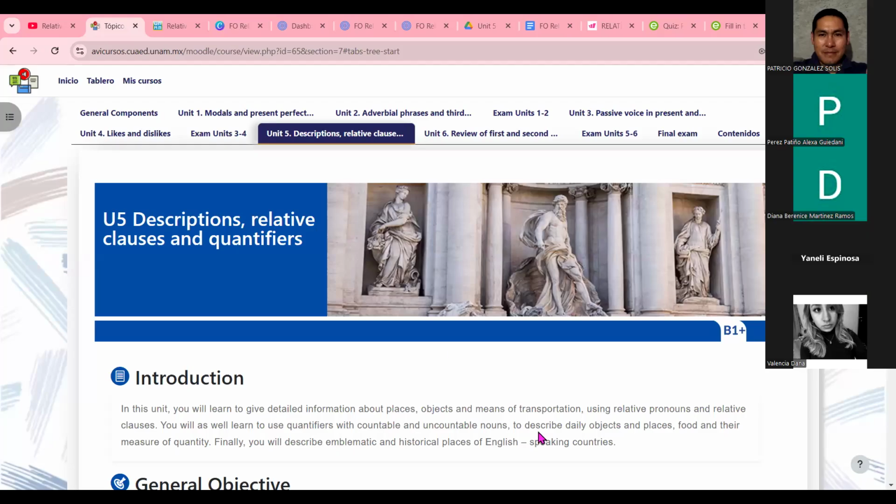This lesson is related to the descriptions. There are more topics in this unit. It is Unit 5, the penultimate unit.